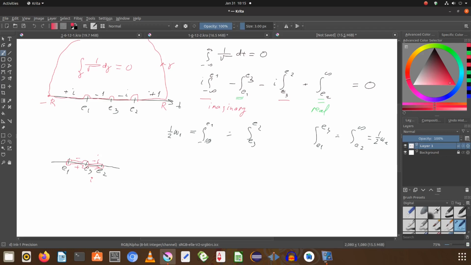And since we're going backwards, it's twice the integral from E1 to E3, and then we get the imaginary integral here, which is twice that one, so it actually gives omega 1 here. Right.